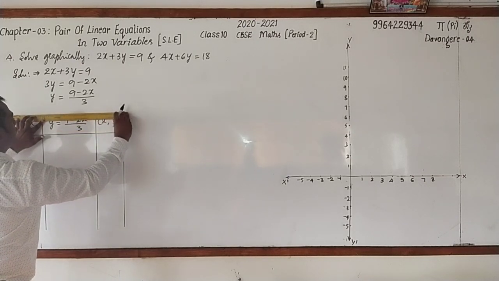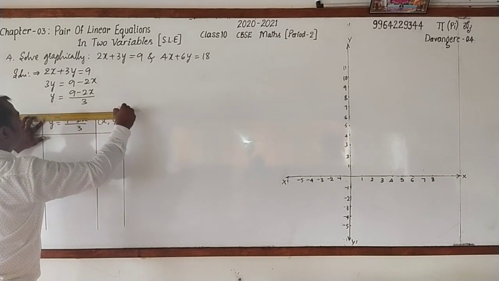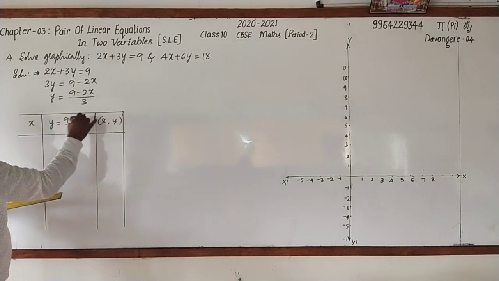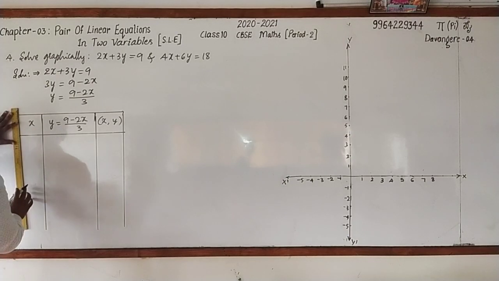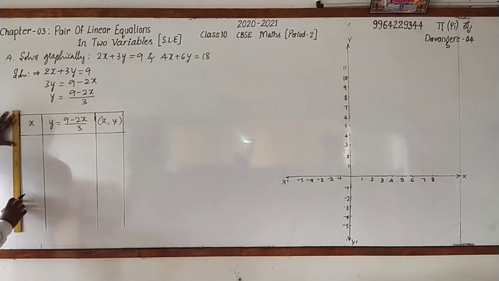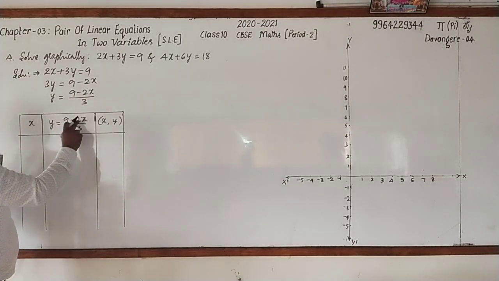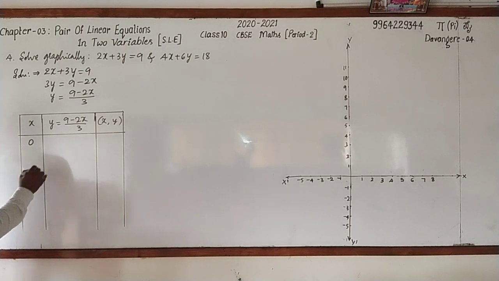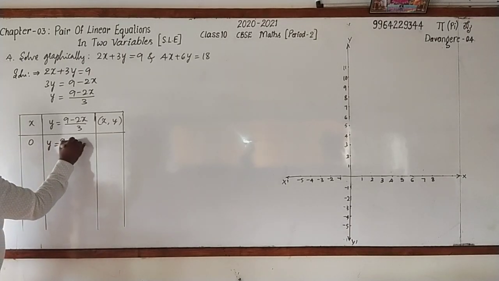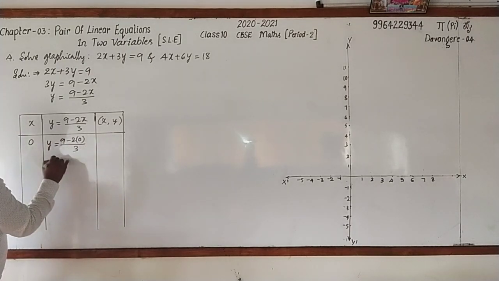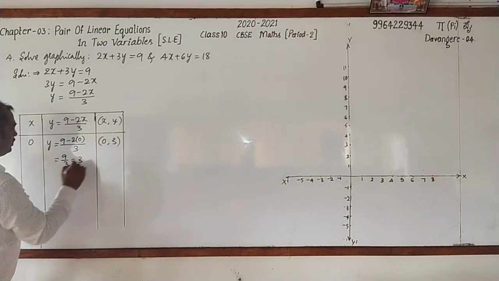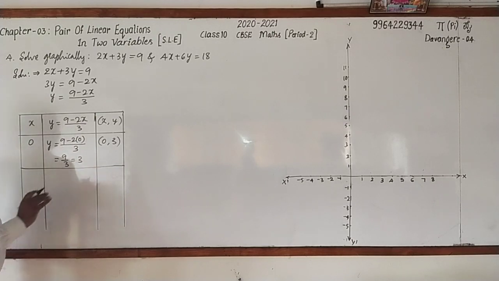And here also, in the equation, a fraction is there, hence the value of x should be chosen by trial and error method. When you take 0 in place of x, y is equal to 9 minus 2 into 0 by 3. It is 9 by 3, which is equal to 3. When x is 0, y is 3.